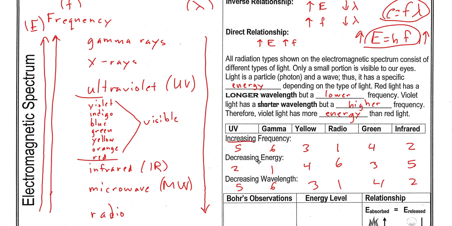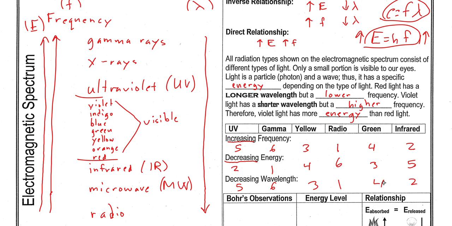And decreasing energy. So we're starting, number one will be the highest energy, and number two a little lower, and so forth. So the highest energy is gamma, next is UV, next is green light, then yellow light, then infrared, then the lowest energy is radio.